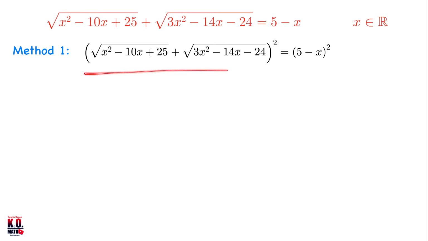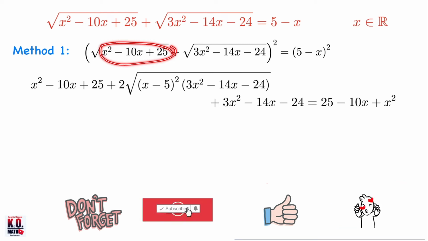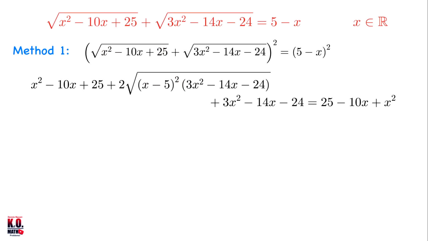Now, expanding both sides of this equation here, we'll get the square of this one, which is equal to x squared minus 10x plus 25, and then plus 2 times this one. But I'm writing this x squared minus 10x plus 25 as the square of x minus 5. And multiplying these two, we can combine them into a single radical. So it will be square root of this times this one. So that is a product rule for radicals.